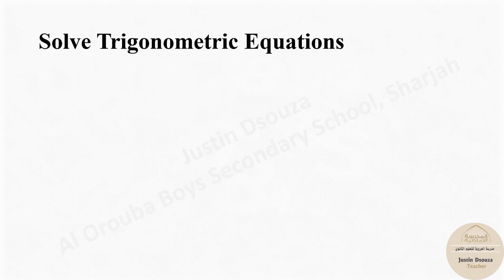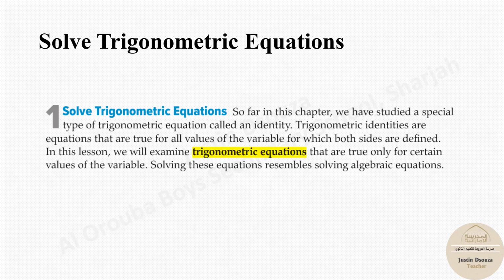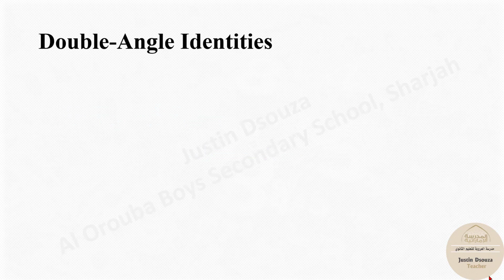Now, if you recall, in the previous lessons, we had solved a type of trigonometric equation, but that was a special type. It was called an identity. Now we are dealing with proper trigonometric equations. We are directly solving them and finding the answers. We'll look into them, but before that, let us recall some formulas which we require over here.